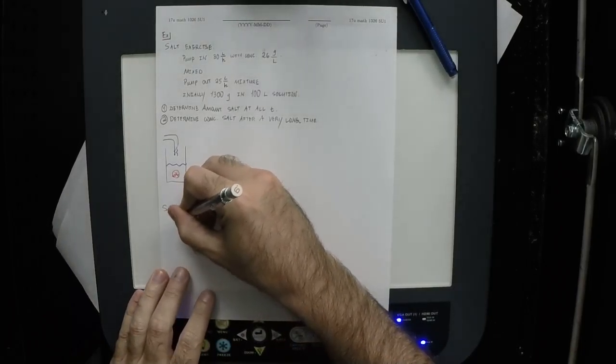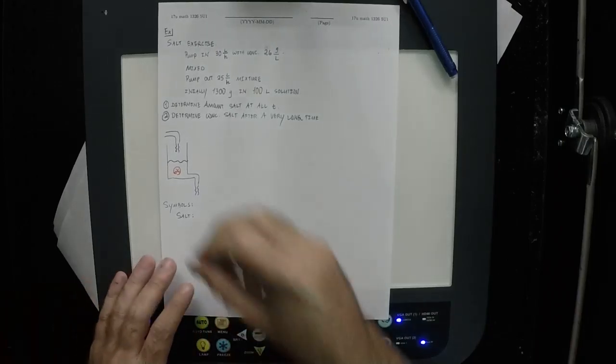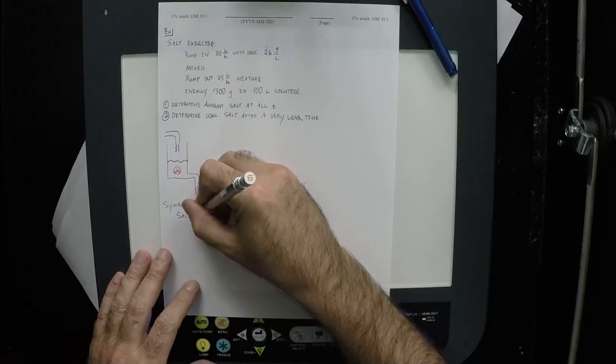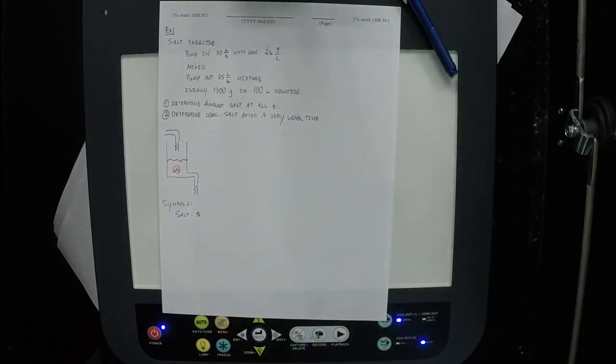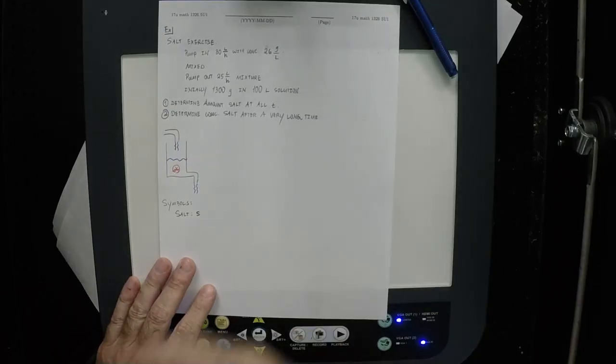So how do you want to represent salt? S, that's good. You know, N is another good one for salt. Why is N another good one for salt? What's the name of salt in Latin? Natrium. And what is the symbol on the atomic table for sodium? Na. Which are, of course, the first two letters of natrium. Okay, whatever. We use S for salt. N would be clever too.